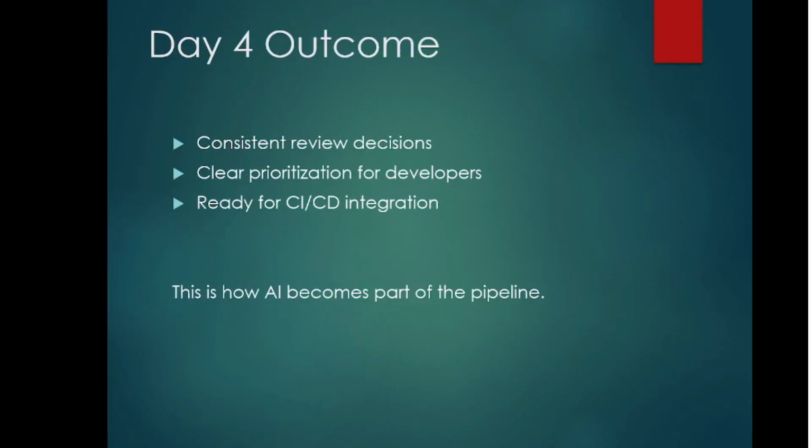So what is the final outcome? Consistent review decisions. It will be more consistent and more developer friendly to decide what to work on first as an item, like blocker or warning. So definitely it will be the blocker. Clear prioritization for the developer, and in future in Day 5 we can go for a CI/CD integration.